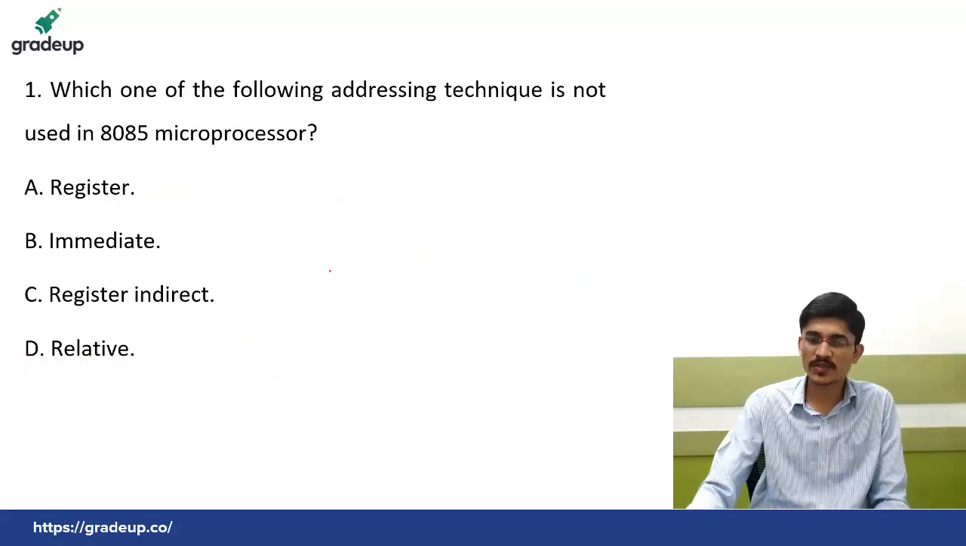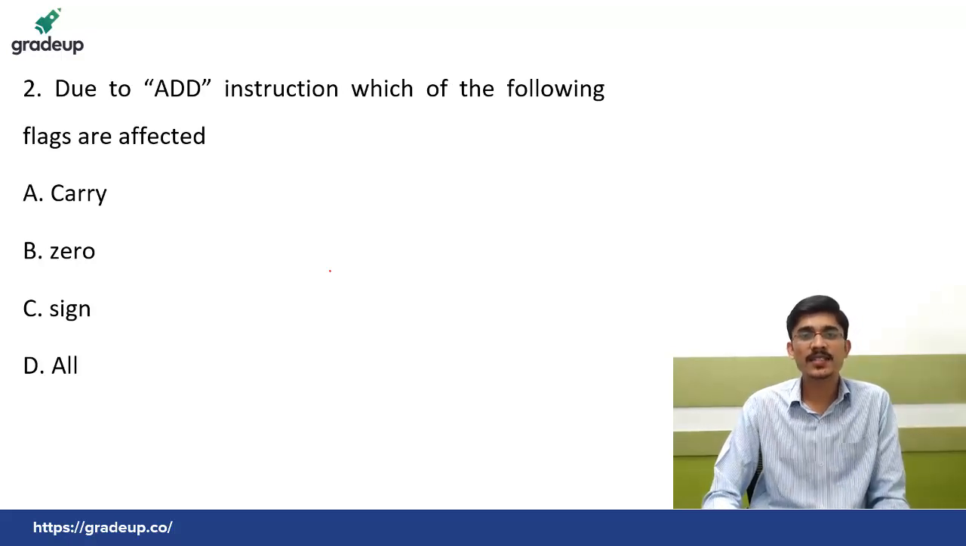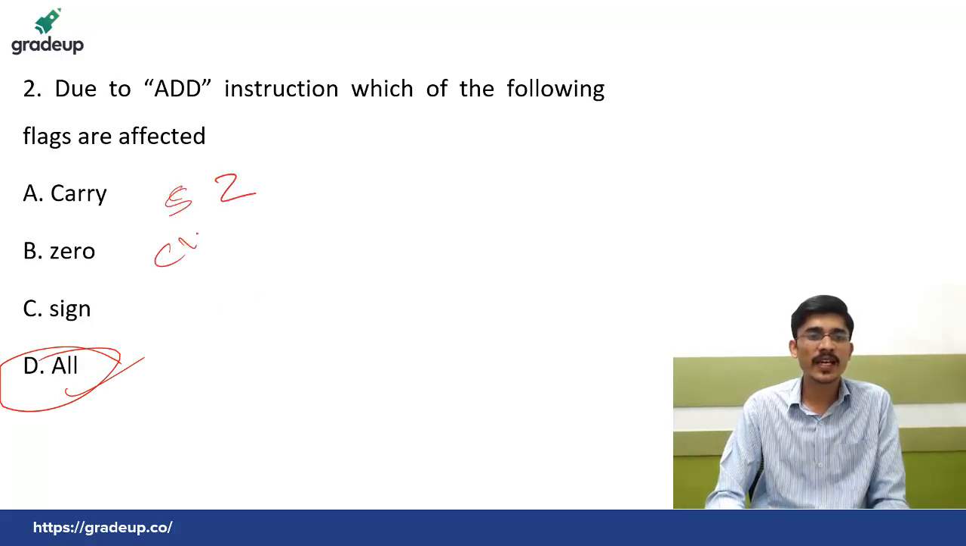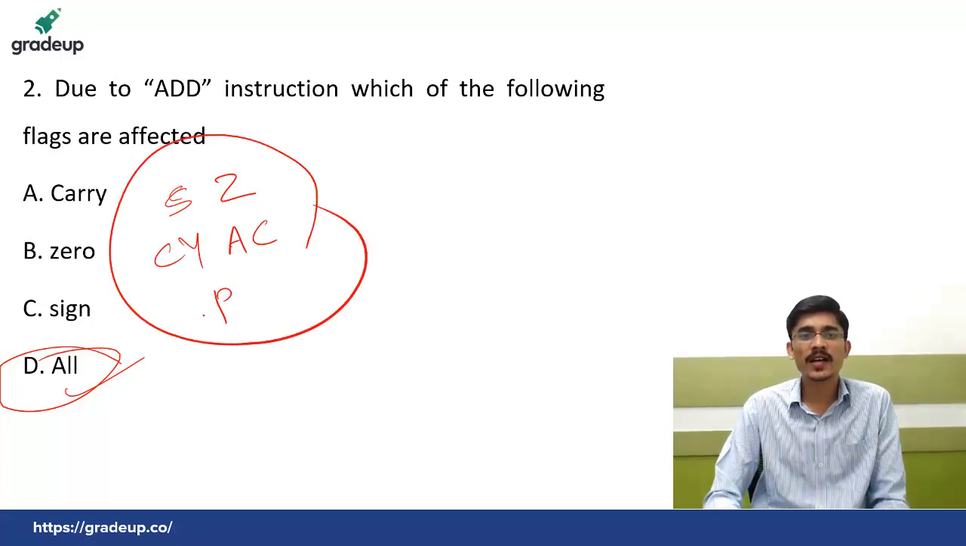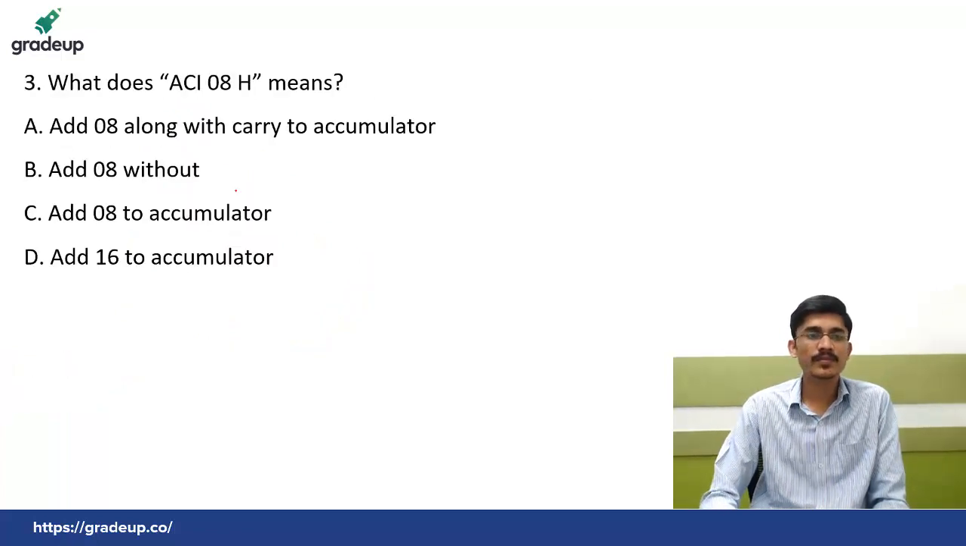Let's move to the next question: due to the ADD instruction, which of the following flags are affected? This is a very simple question. I have explained that addition and subtraction are simple operations, and due to these operations all the flags are affected, that is the sign flag, zero flag, carry flag, auxiliary carry flag, as well as the parity flag. All the flags will be affected after the ADD instruction. Let's move to the next question.